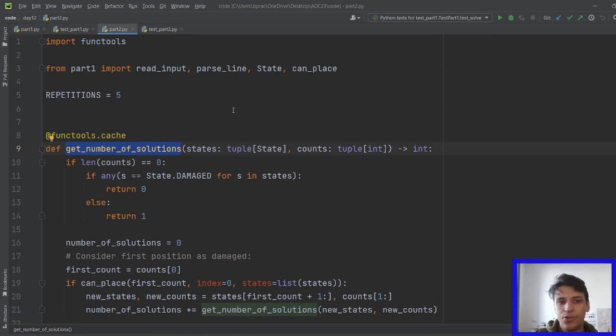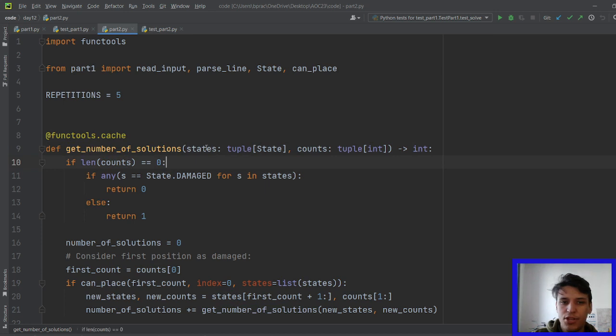So what we instead do is essentially have exactly the same function, but this time we cache it. It turns out for the first part, we call this get number of solutions function a lot of times with the same states and counts. So of course that's wasteful. We can just, for a particular tuple of states and counts, remember the result and not evaluate this get number of solutions function again, but just look up the result in a dictionary. And this is exactly what this cache function does.